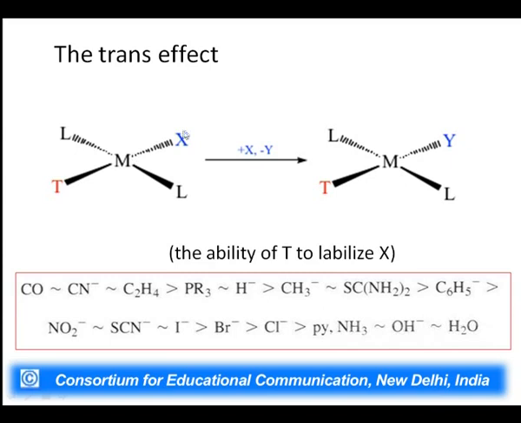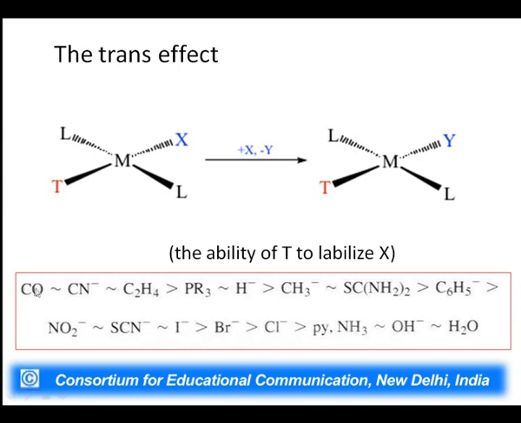So, in this case, if this is the ligand T, it directs the incoming ligand to a position trans to this. So, it facilitates the substitution of this X that is present trans to this ligand. Depending upon the experimental series, the ability of the ligand to labilize this, we can arrange these ligands in the order of their trans directing effect.